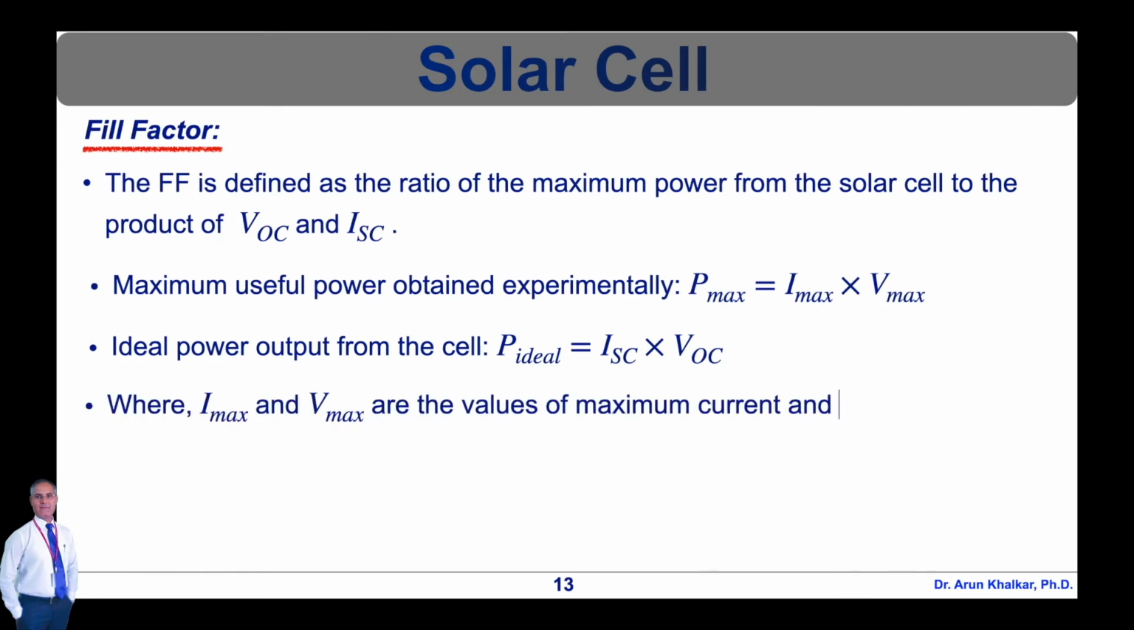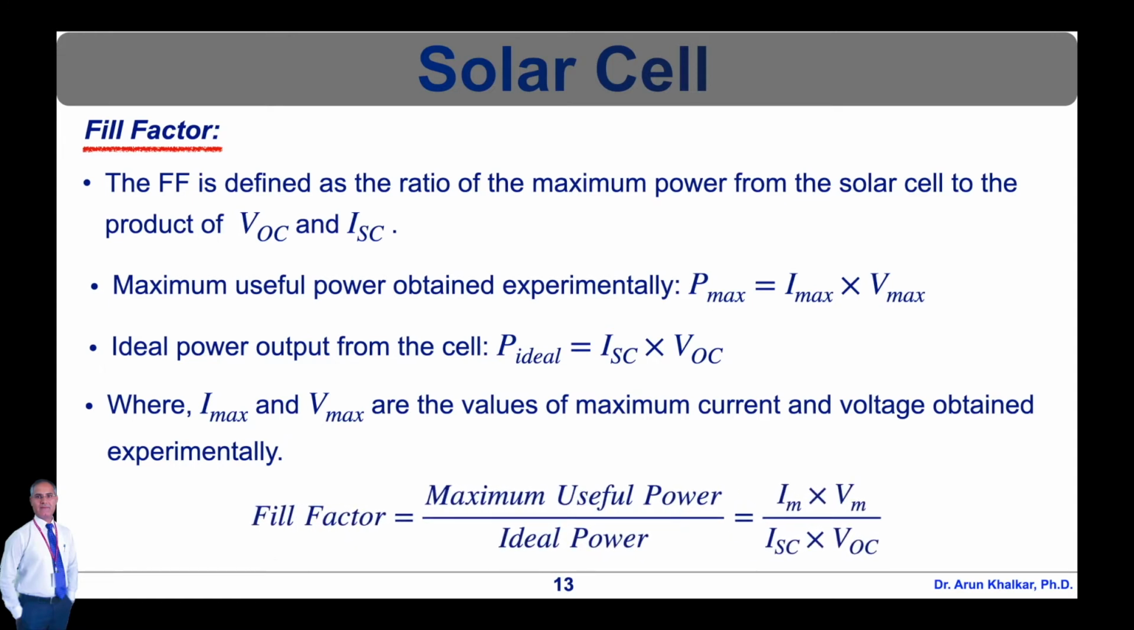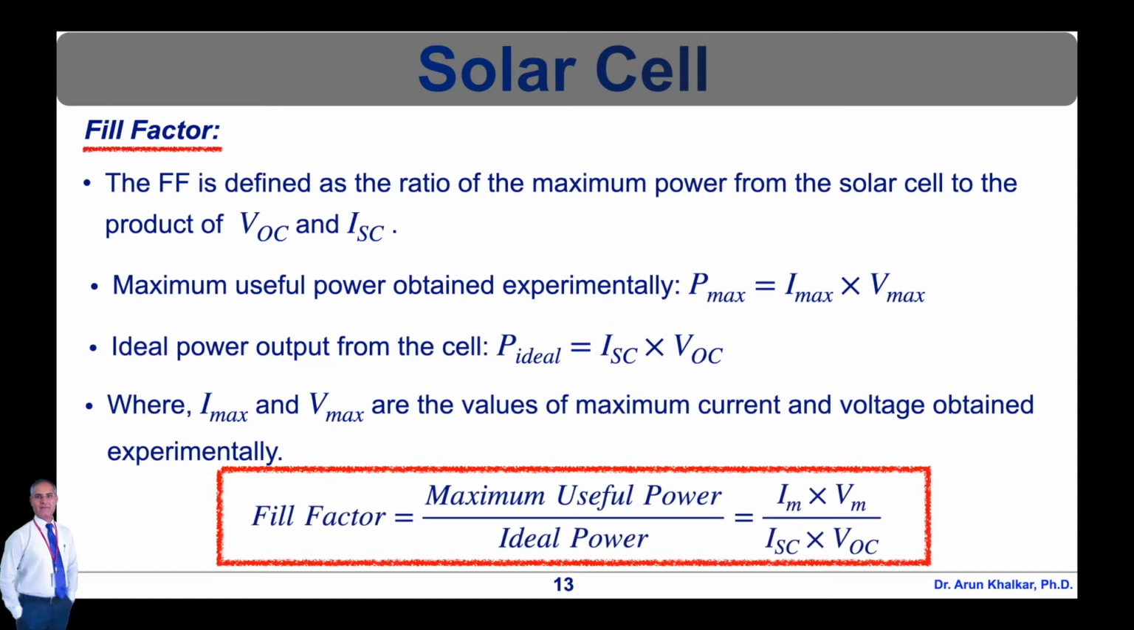Therefore, we can write fill factor is equal to maximum useful power divided by ideal power. So fill factor is equal to Imax into Vmax divided by ISC into VOC. The maximum useful power obtained experimentally is always less than the ideal maximum power. The value of fill factor is less than 1. Usually the value of fill factor is around 60 to 70%.